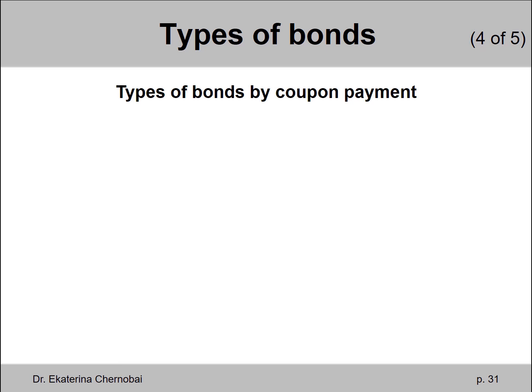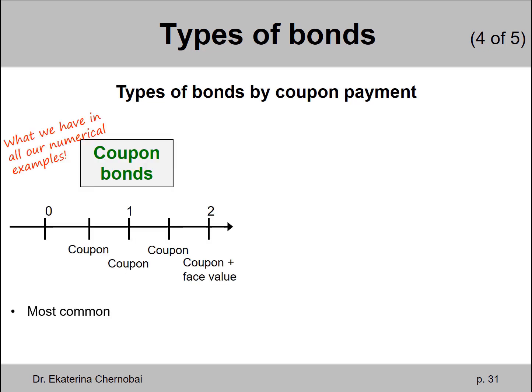Next, we can group different bonds into different categories determined by how coupon payments are made. So coupon bonds is what we have had in this chapter so far, and we will look at coupon bonds until the end of this chapter. That's when there are coupons, and that's the most common type. So there are coupons periodically, typically every half a year, right? Semi-annual coupons, with the face value paid at the very end.